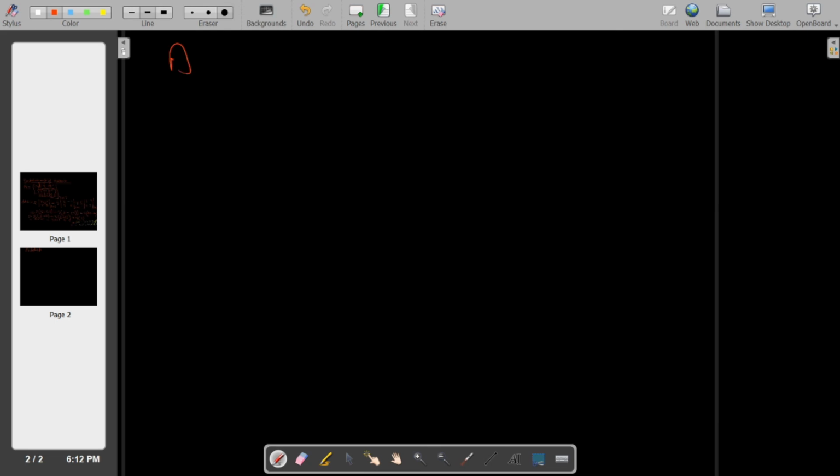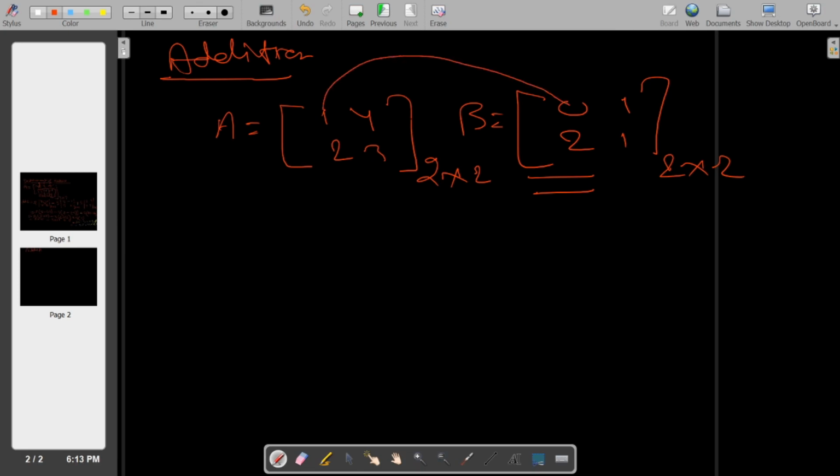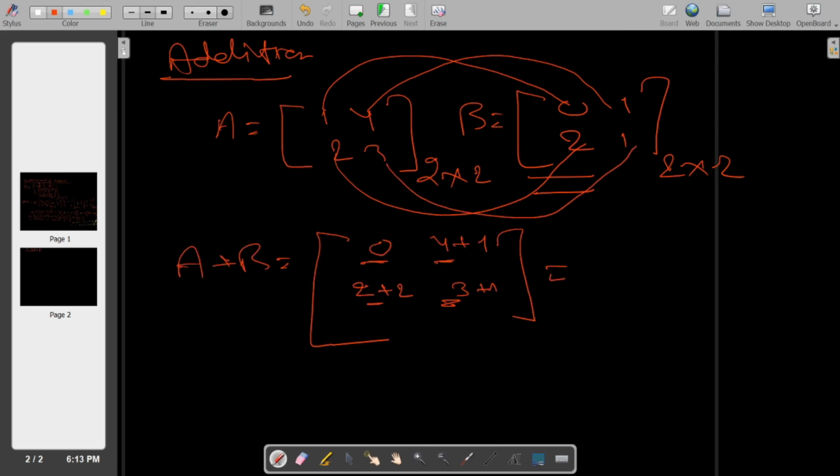Let's take an example for addition. Take matrix A: 1, 4, 2, 3, and matrix B, which is 0, 1, 2, 1. The order of this matrix is 2 cross 2, and this is also 2 cross 2. Both are the same, so we can add them. Add the corresponding elements: this to this, this to this, and so on. The resulting matrix would be 1, 5, 4, 4.